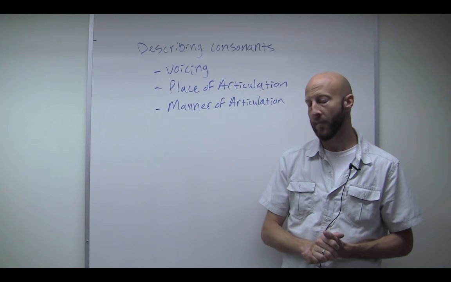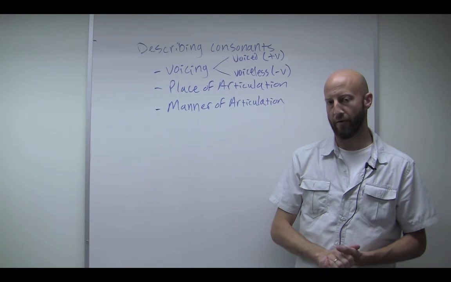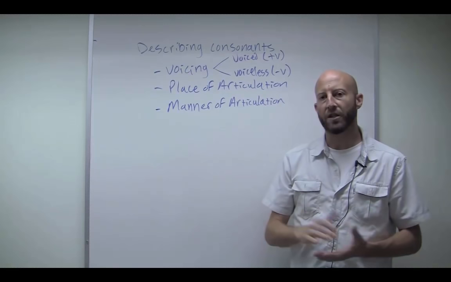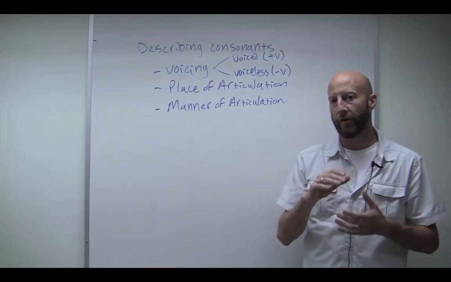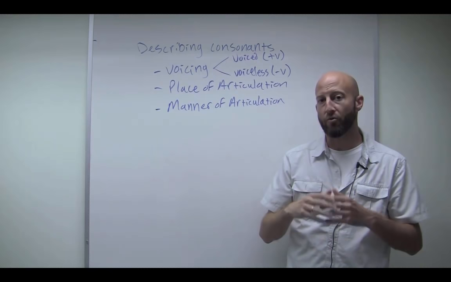So when we're talking about voicing for consonants, there's two types. They are either voiced or voiceless sounds. These are often abbreviated in the literature as plus V, which means plus voicing, or minus V, minus voicing. So, what are voiced sounds? Voiced sounds are when air is passing through vibrating vocal folds. So the vocal folds are closed, but when air passes through them, it causes the sound to produce some vibration. This is in contrast to voiceless sounds, where air is passing through open vocal folds.